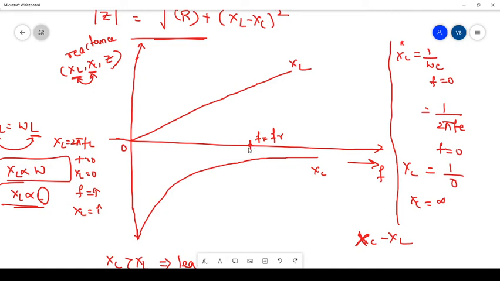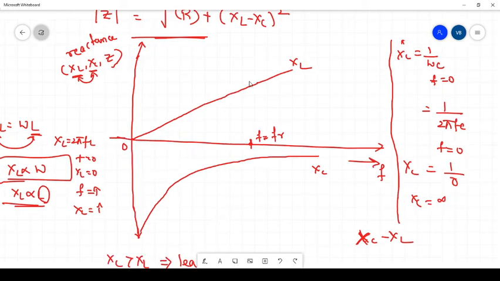Okay, once again, don't confuse here. I'll repeat again. Whenever f equals fr, XL equals XC at this condition. Before fr, XC is greater than XL. After fr, XL is greater than XC. Before fr, XC is greater than XL means the capacitive component will be more, so the negative part increases here. So the Z value will decrease up to the resonance frequency.